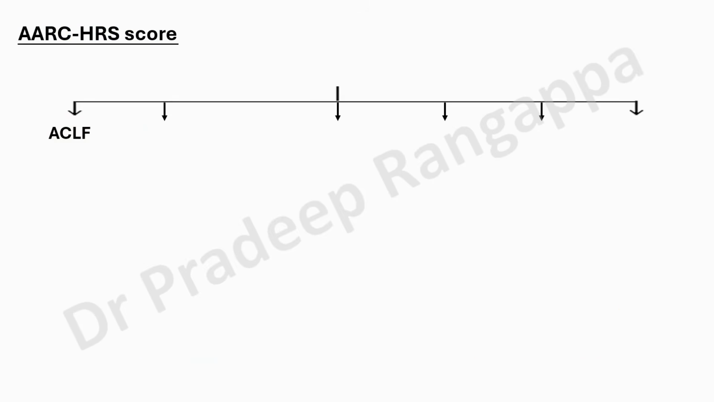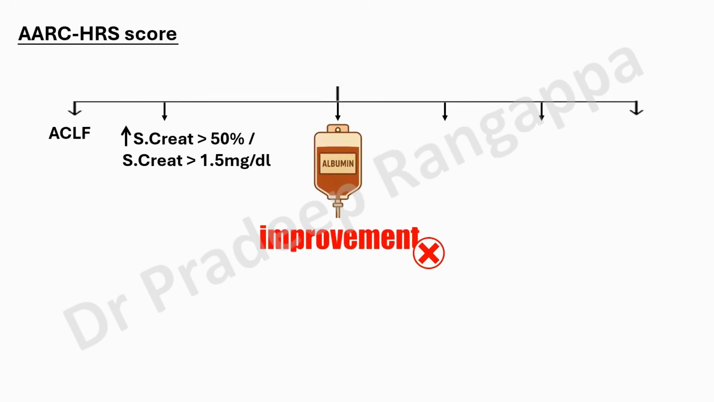So what are the components of the AARC HRS score? As I said, it has 6 components. One, it takes into account the ACLF score. The patient should have acute on chronic liver failure. So one should have that to call it an AARC HRS. And there should be an increase in serum creatinine by more than 50%, or there should be an isolated creatinine value more than 1.5 milligram per deciliter to fulfill the criteria for HRS. There should be a jump of more than 50% or creatinine more than 1.5.